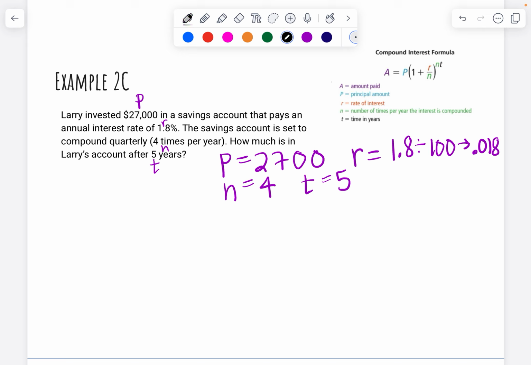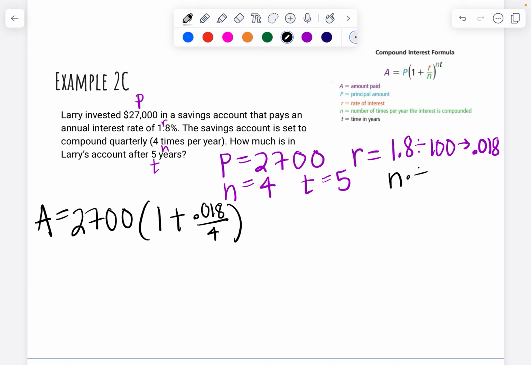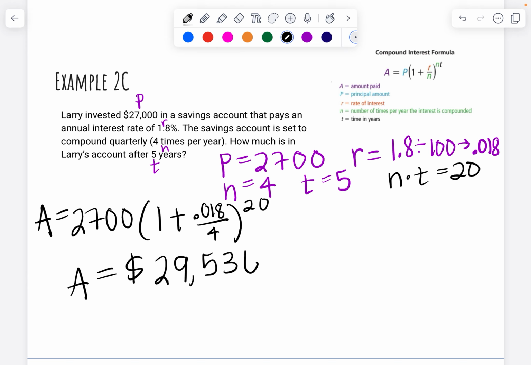So plugging all this in, the final value is the starting value times (1 plus our rate divided by how often it's compounded). I should say here as well, n times t, 4 times 5 is 20, so to the power of 20. If I put all of that in my calculator, Larry's account after 5 years would have $29,536.74.